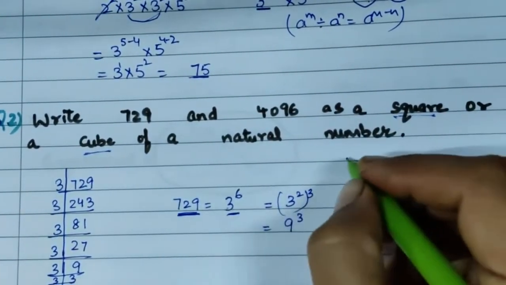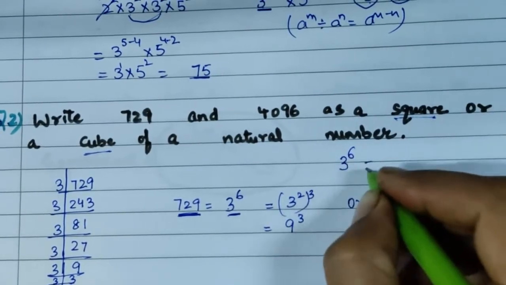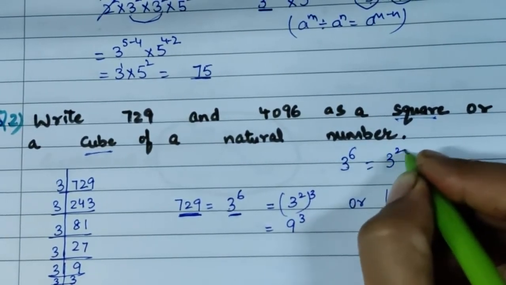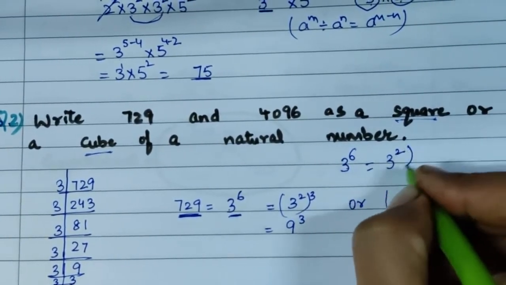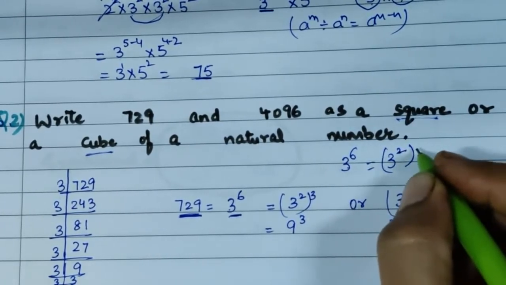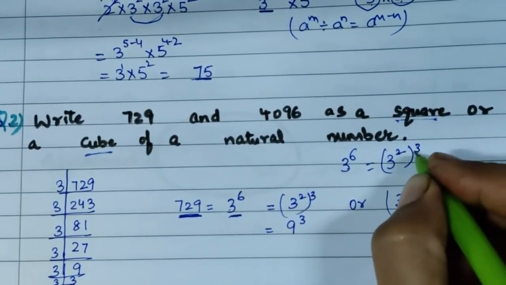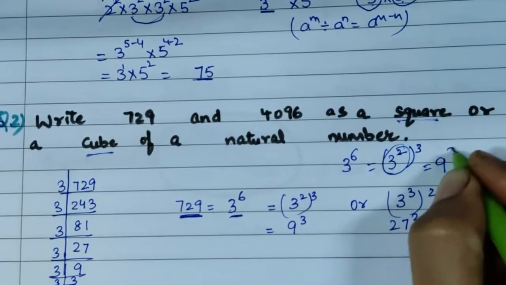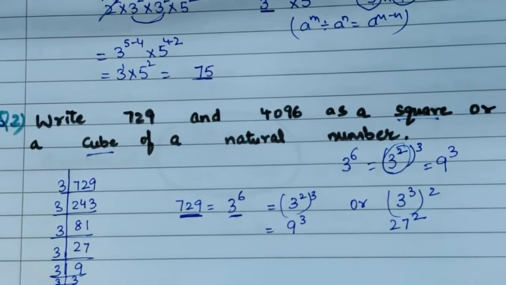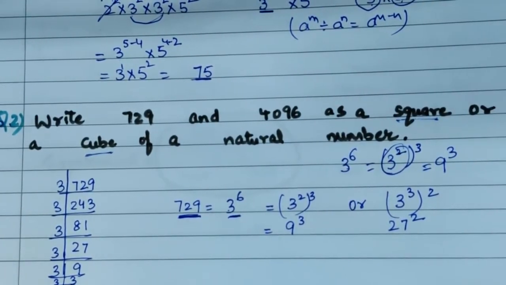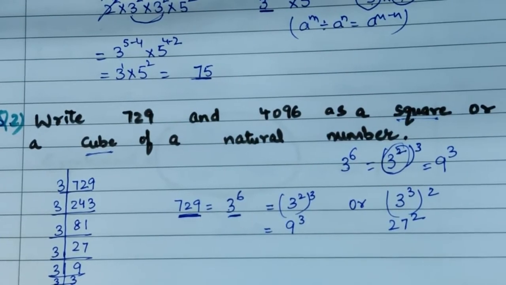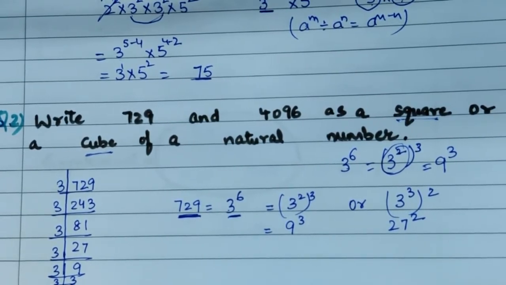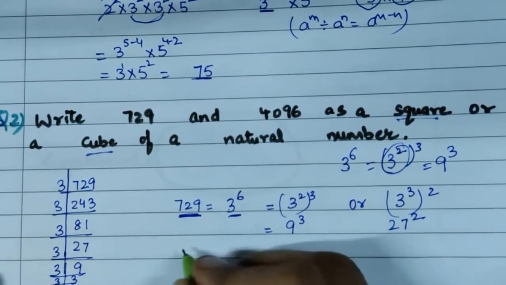Now 3 raised to power 6. I need a square. So I will write 2 here. Now 2 into what number gives you 6? 3. So we get 3. This is what? 9. So we get 9 cube. That is what? That is 729. Now we have to write it as a cube. Already we have written. Now we have to write it as a square of the natural number.